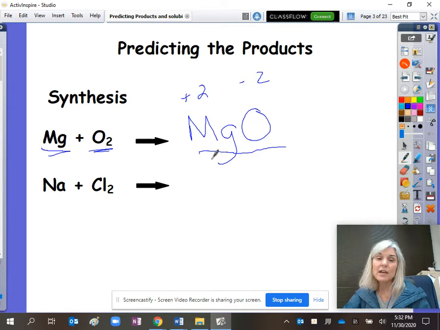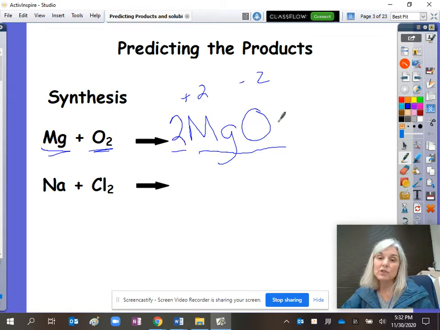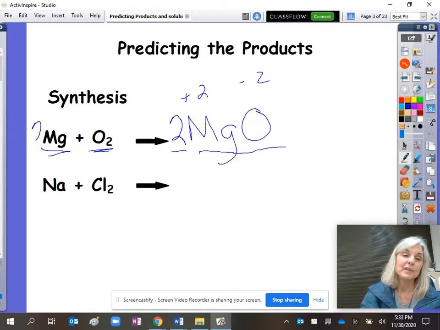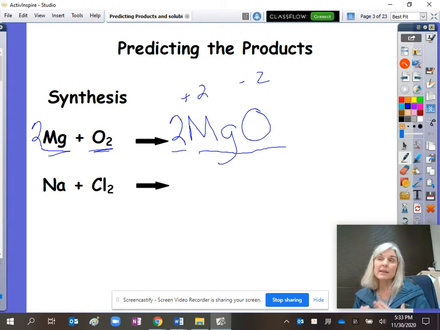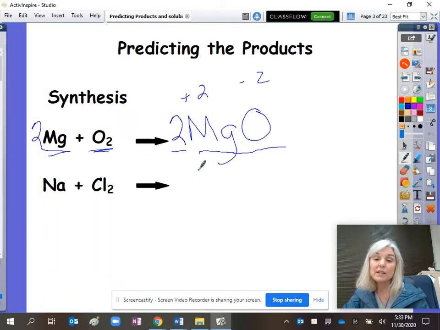So then we need to make sure it's balanced. You have 2 oxygens here and only 1 here. So we would have to add a coefficient. Now we have 2 oxygens, but we also have 2 magnesiums. So then we need to add our 2 there. So knowing that a synthesis reaction means putting together, we will always put the product side together.